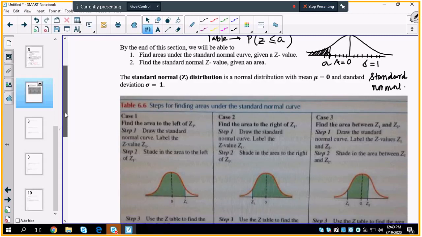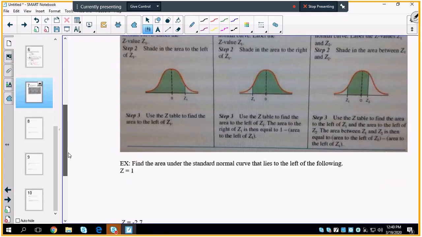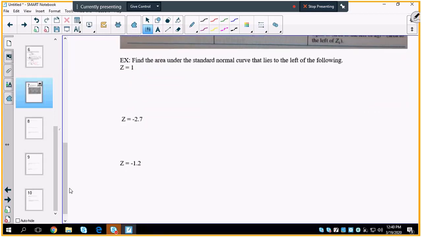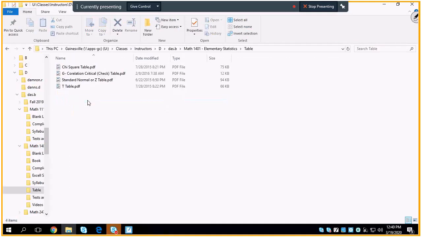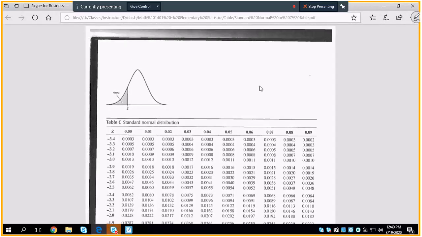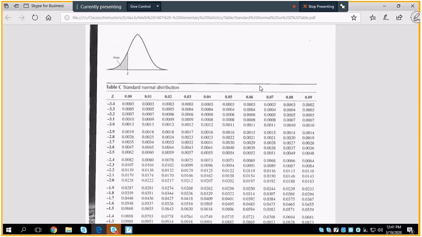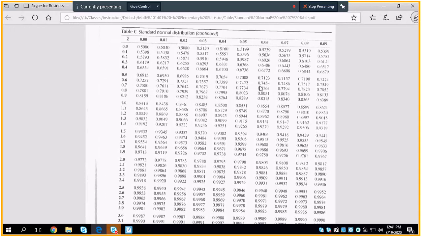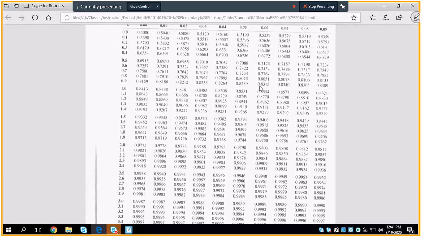So I will skip this description and show you how to execute problems. Let's get the table, and it's pretty easy to find out. I will talk 2 more minutes about the table. If I go to shared class file and click on tables, the standard normal or z table, this is going to be one of the most important tables for our class. It has 2 pages. The first one has all negative z-scores and the second page has all positive z-scores.